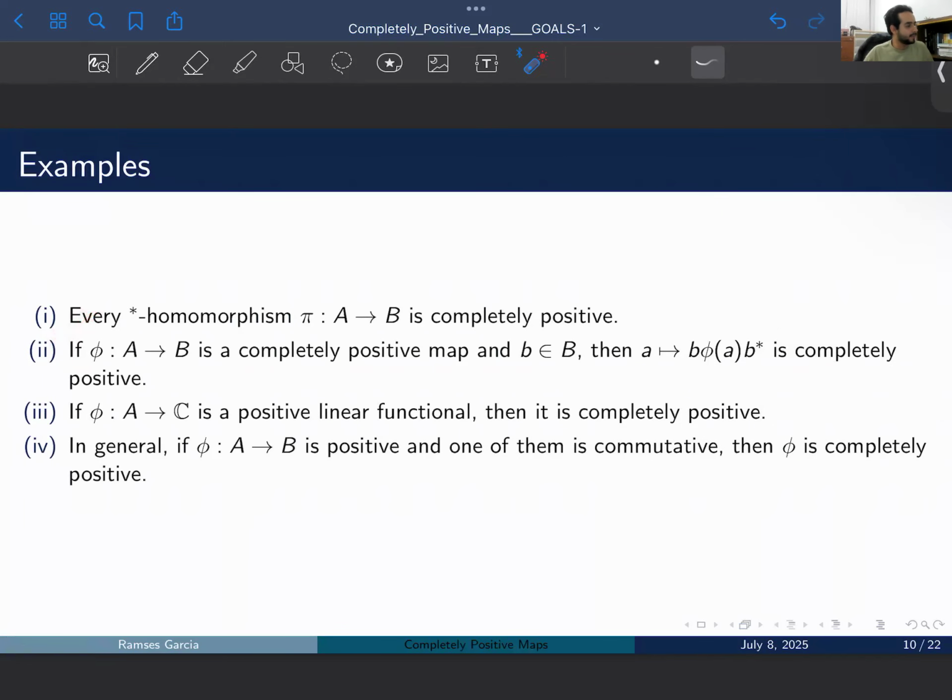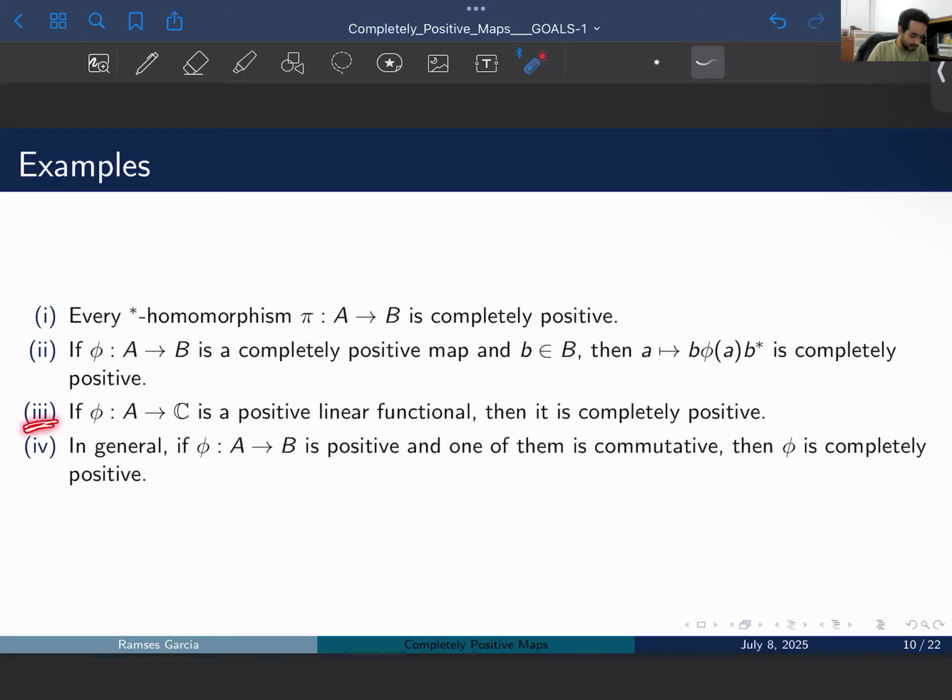We have two more examples. If we have a positive linear functional, it is not that hard to show that it is completely positive. At the beginning, we started talking about how positivity is a key property in the study of C-star algebras. And our concept of being completely positive generalizes being a star homomorphism and positive linear functionals.